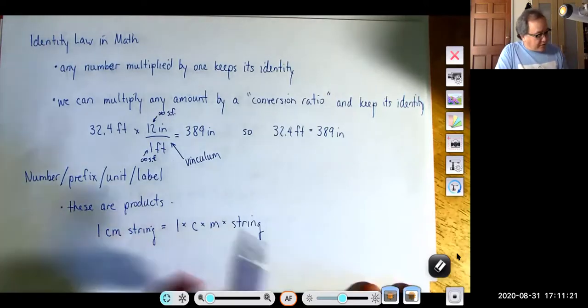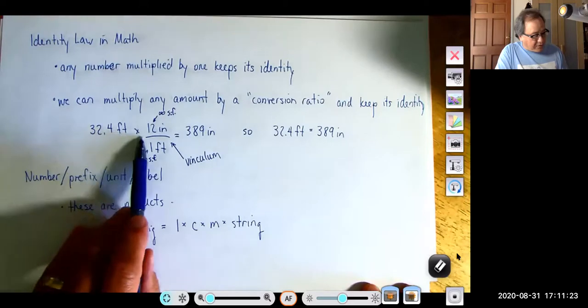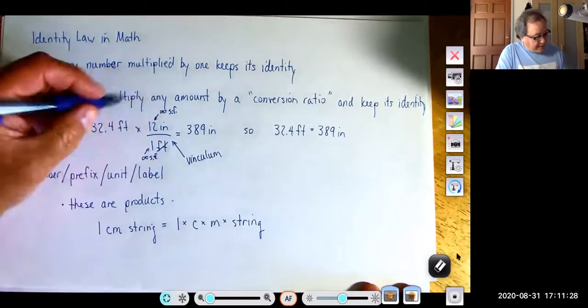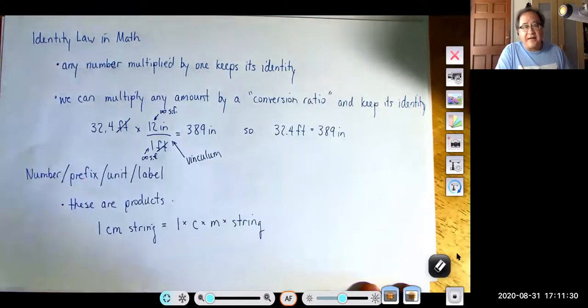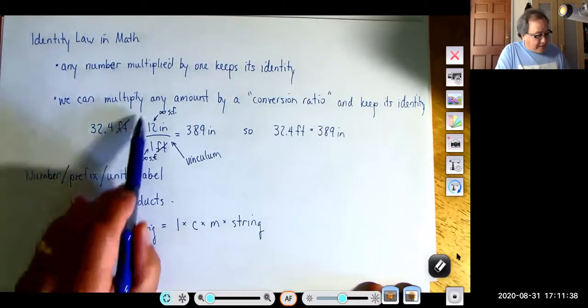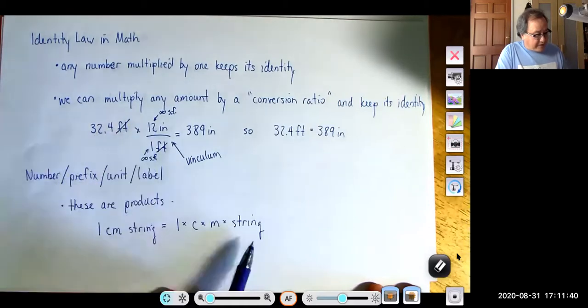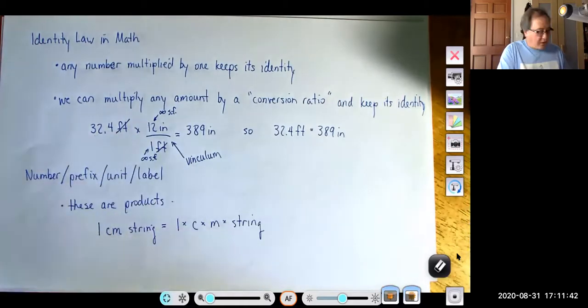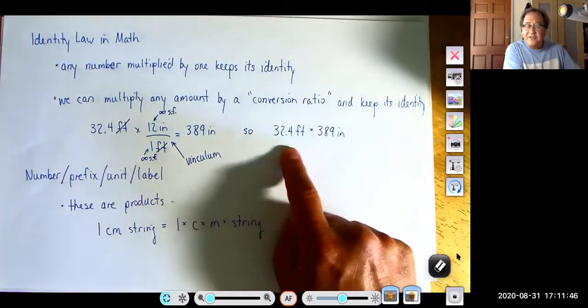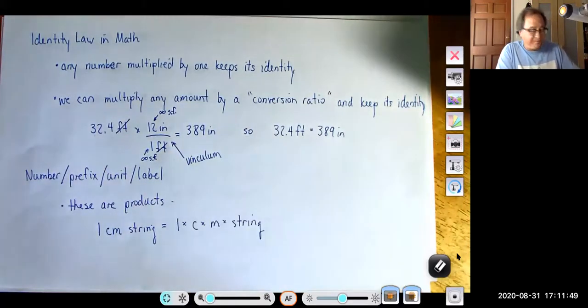So if I take 32.4 feet and multiply by 12 inches over 1 foot, this ratio, the feet cancel, and we get 389 inches. Now, why do we get 3 significant figures? And the answer is we have 3 significant figures here. Since this is defined, we have infinity, infinity, so we get 3 sig figs over here. So this calculation essentially tells us that 32.4 feet is 389 inches.